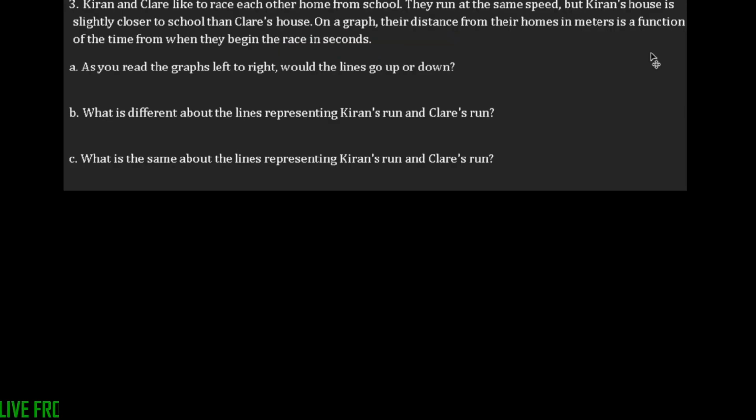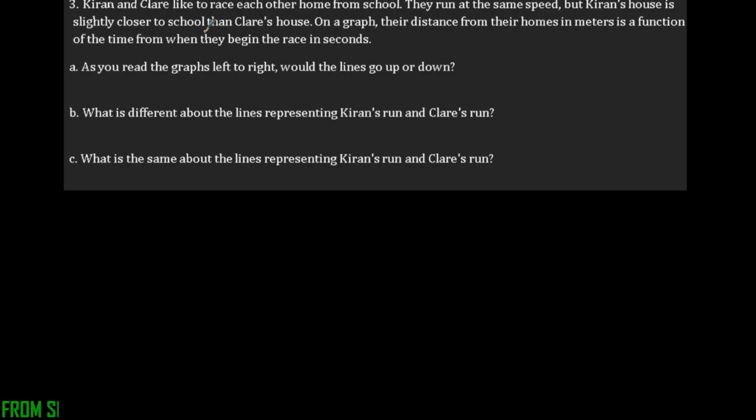All right, for number 3, it says Kieran and Claire like to race each other home from school. They run at the same speed, but Kieran's house is slightly closer to the school than Claire's house. On a graph, their distance from their homes in meters is a function of time from when they began the race in seconds. So make sure you can picture that for yourself.